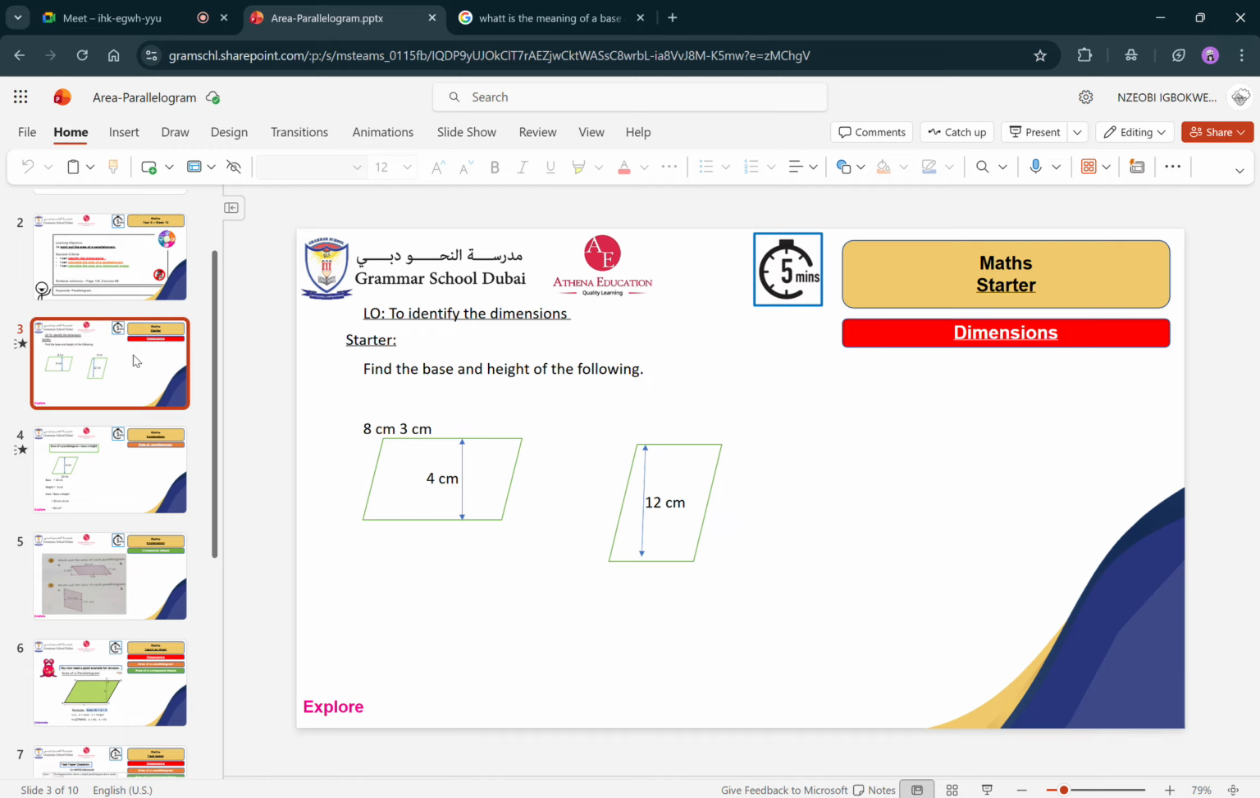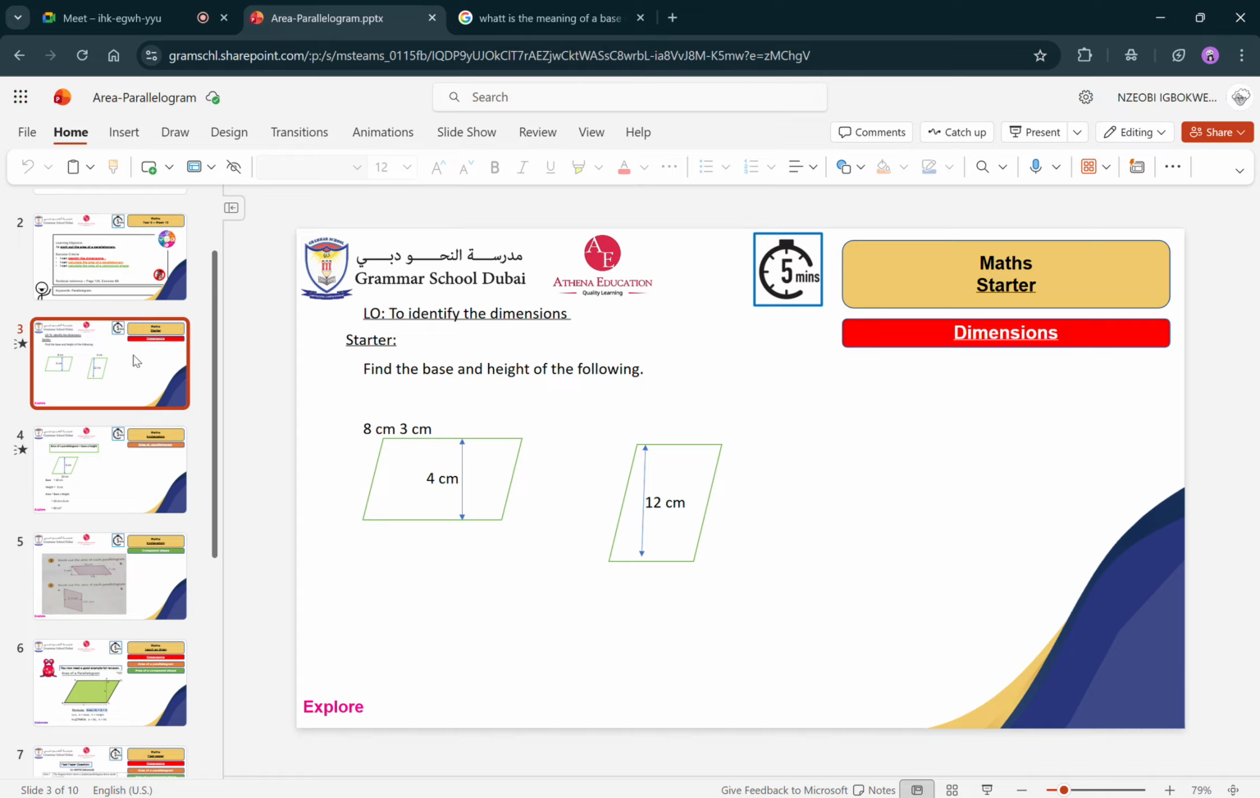Begin from the starter. What do you have there? The starter says find the base and height of the following. There are two parallelograms. One of the parallelograms that I'm drawing has a height of 4 centimeters. Then the base is... they didn't say the base actually.